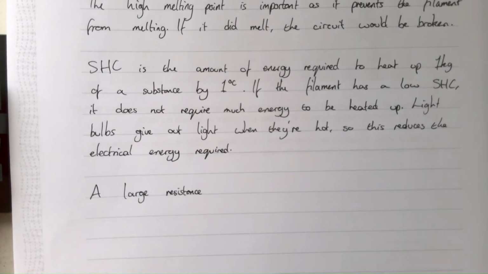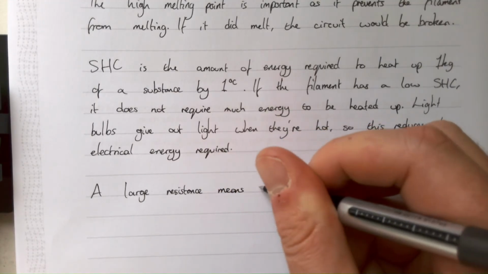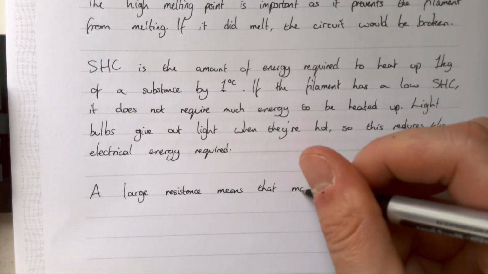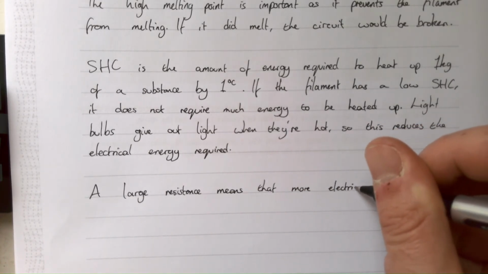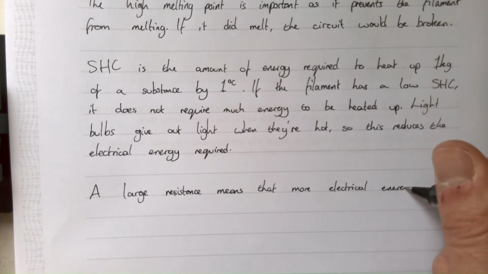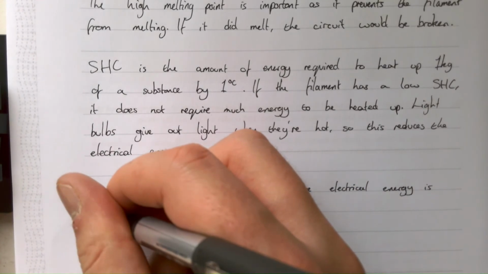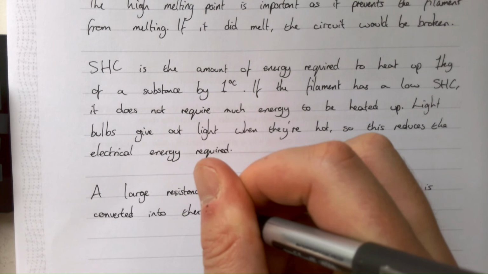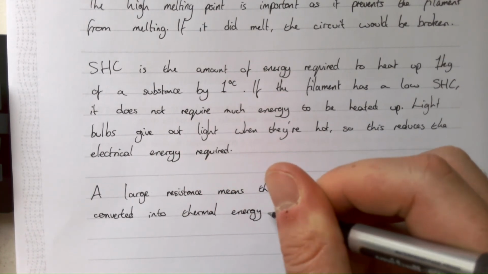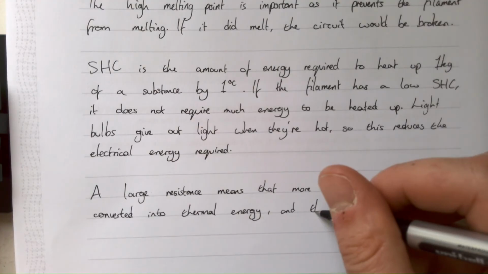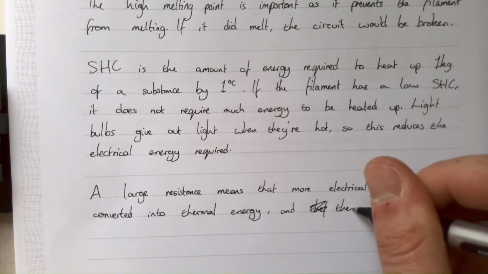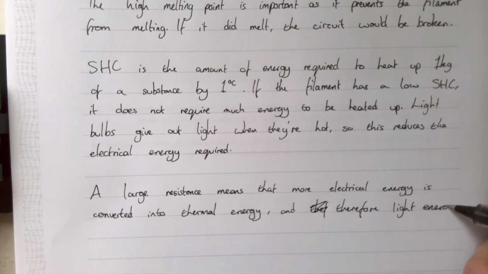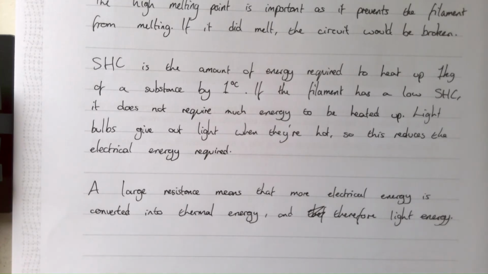And so a large resistance means that more electrical energy is converted into thermal energy and therefore light energy or radiant energy. Okay?